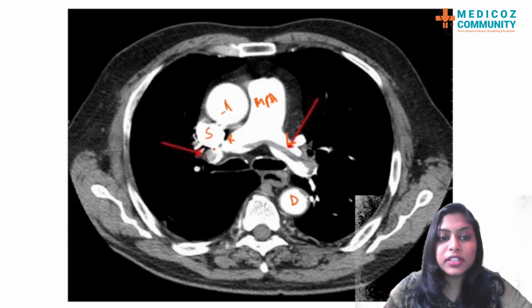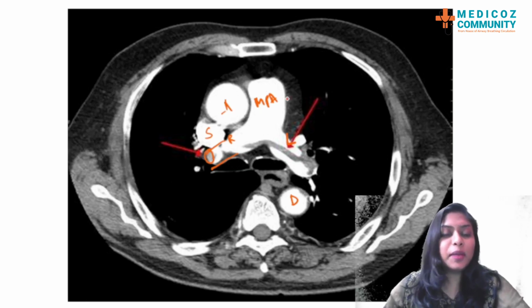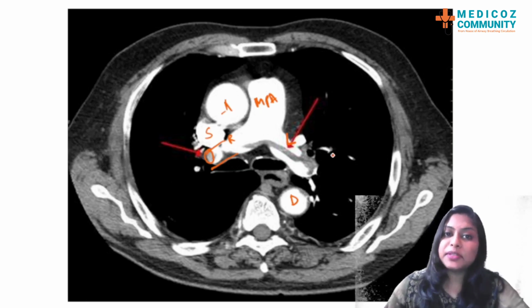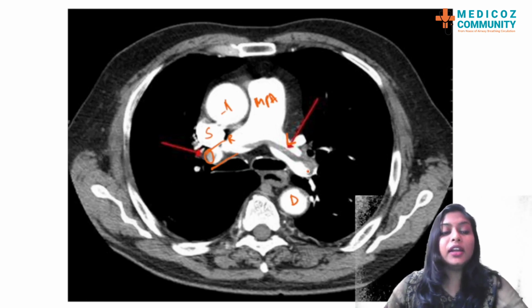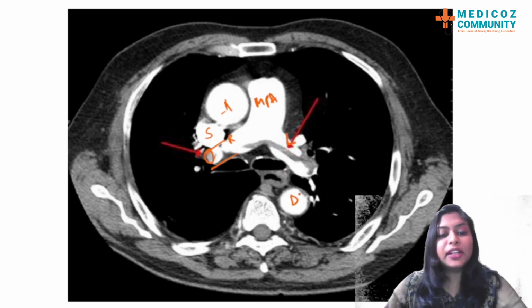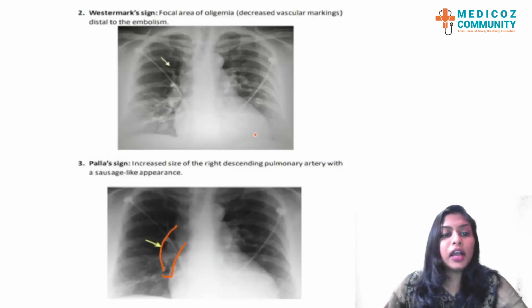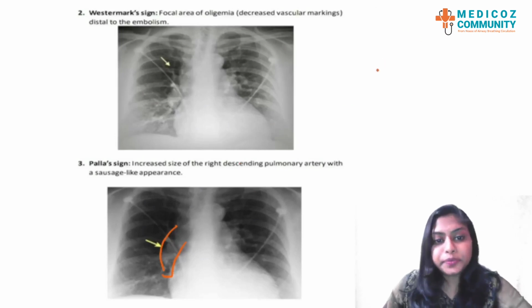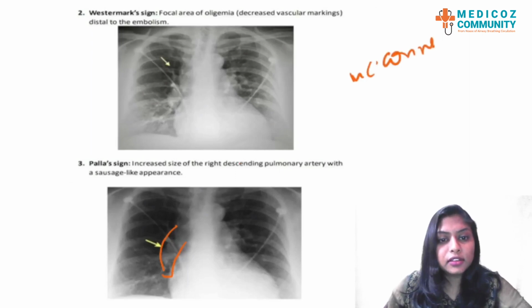As we can also see, there is an embolus here in the artery. So that is about briefly the Hampton's hump, Fleischner's sign, and there is a melting sign, which is an infarct showing rapid clearing in contrast to pneumonic consolidation. And in echocardiography, we will see McConnell's sign.